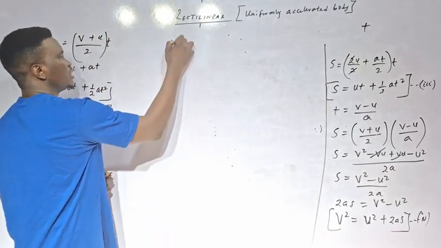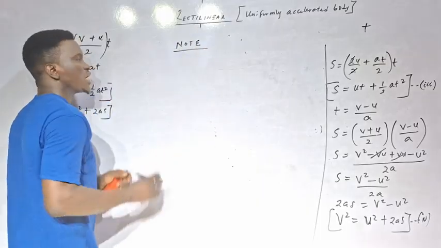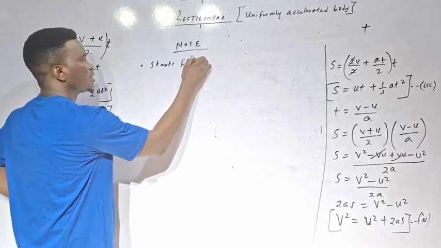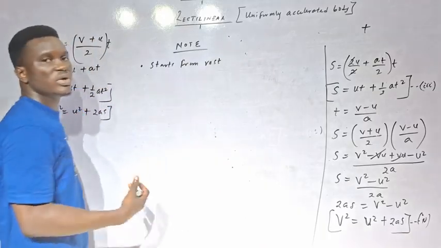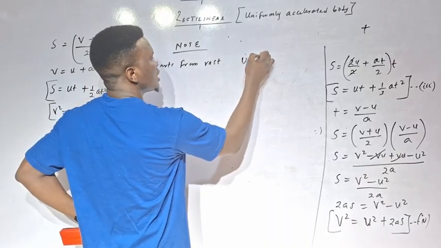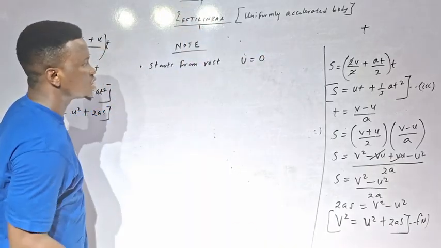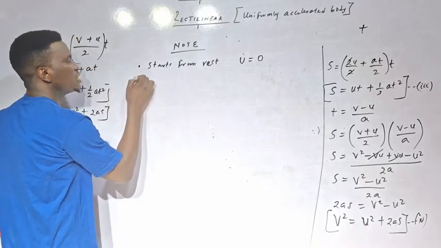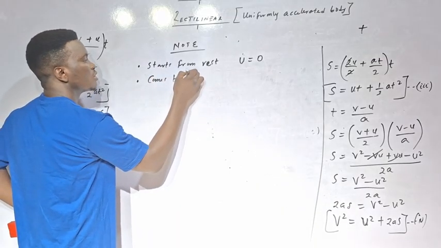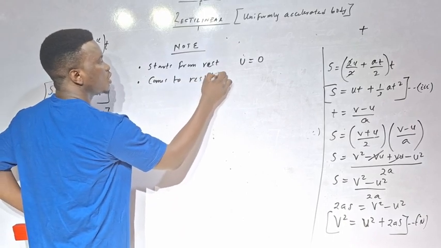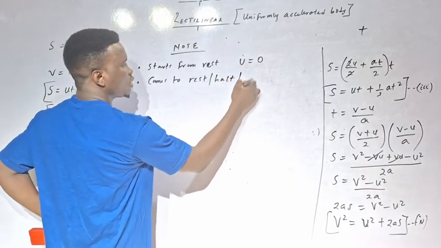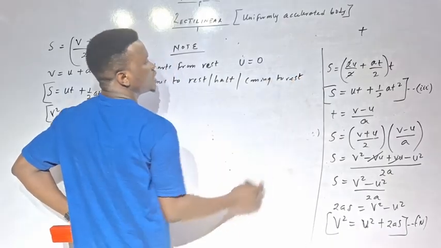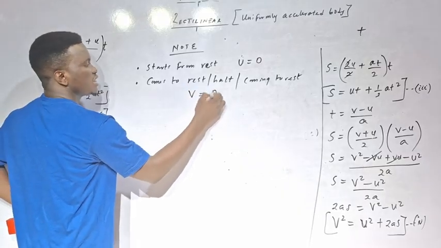So you need to note something. When a question says a body starts from rest, your u will be treated as 0. An apple falling from a tree, the apple was at rest, so u will be treated as 0. When the question says that a body comes to rest or halts, that means the body stops. So if the body is coming to rest, then v will be treated as 0.